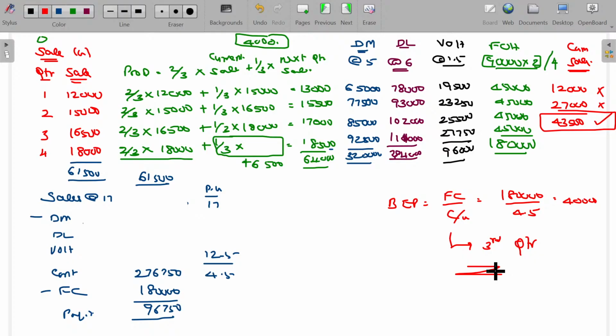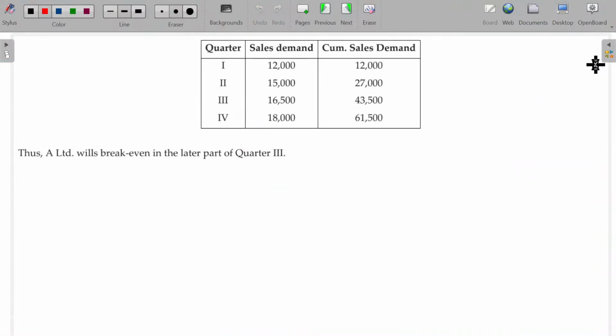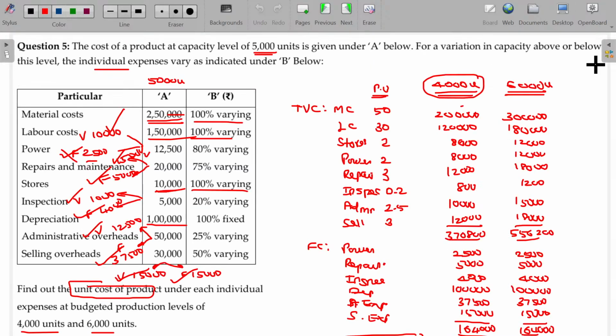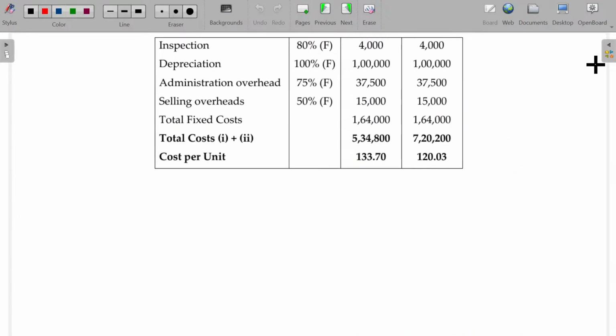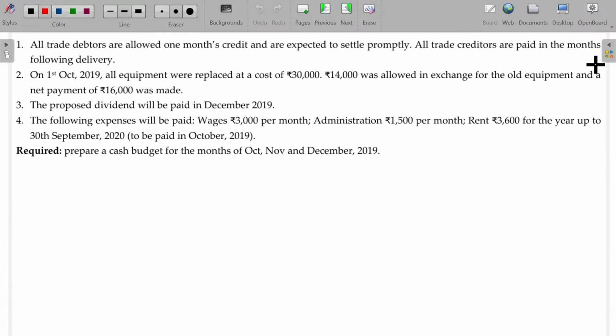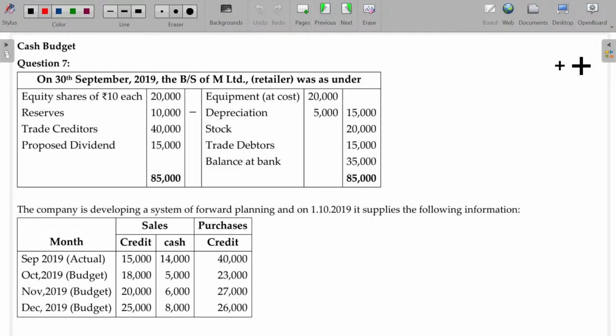So the last two illustrations are all about cash budget. We'll finish up that just like that. So cash budget is nothing but cash requirement prediction. Prepare that as a normal cash book, receipts and payments. That's all. There are no complications. We'll start with question number 7.